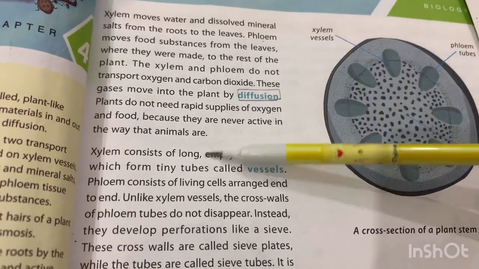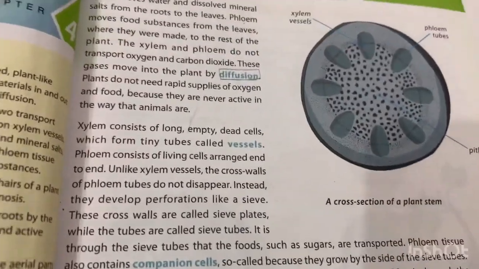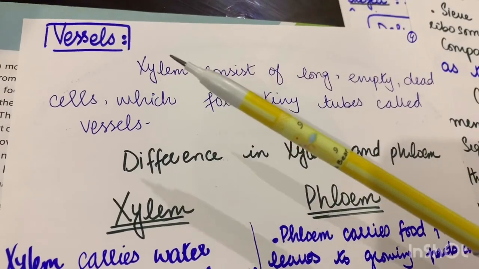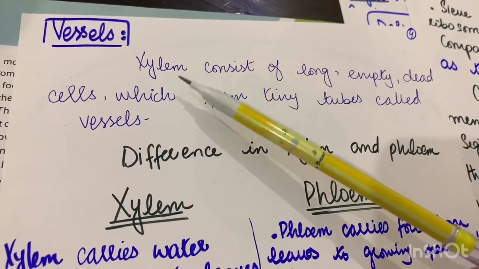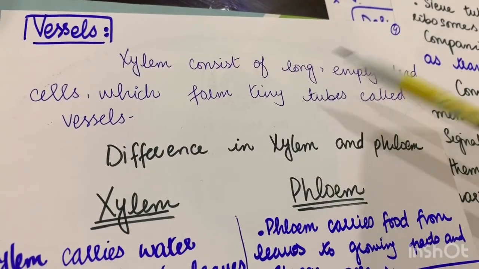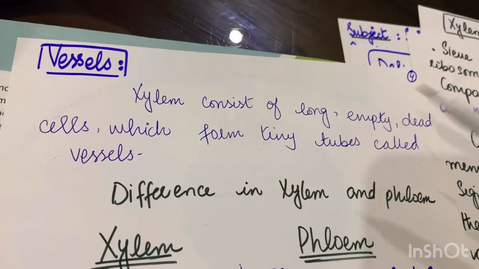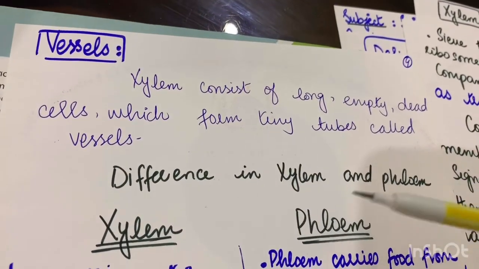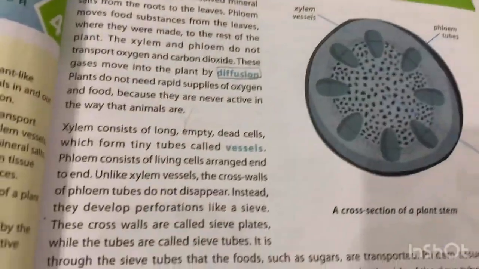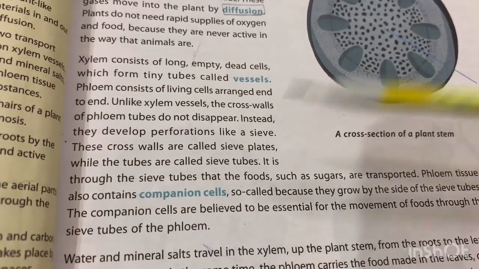So diffusion, we are done till here. Now we move on to the vessels and the companion cells. What are vessels? Vessels are present in xylem. Xylem consists of long, empty, dead cells which form tiny tubes called vessels. I think here is the time that you need to know about the difference between the xylem and phloem. But before that, I want to elaborate a little about the companion cell, the sieve plates, the sieve, all of that.